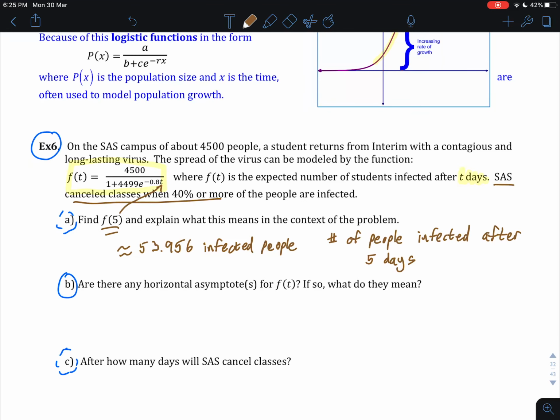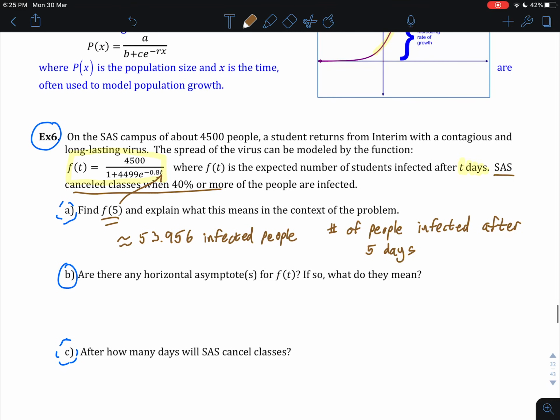I do really want to, well, actually, I'll talk about that in the next part. Again, let me just come back to part A. That's the number of people infected after 5 days according to the model, recognizing that our model is going to have some limitations and flaws.